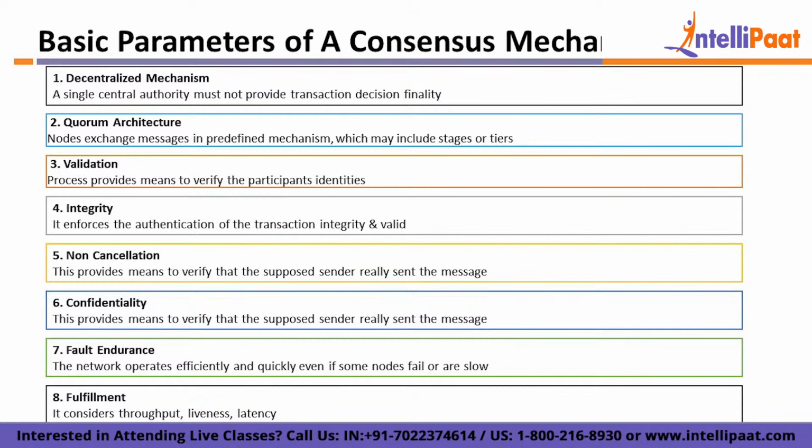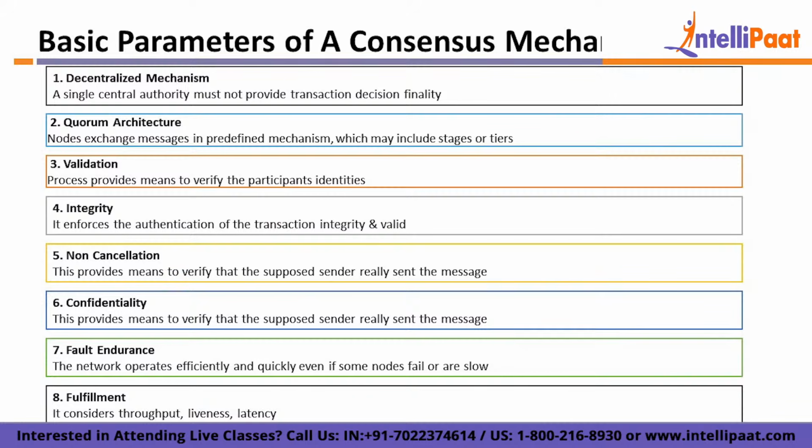The second parameter should be your quorum architecture. Nodes exchange messages in a predefined mechanism, which may include stages or tiers. So what does this mean? This means every node that is transacting in the blockchain should follow certain predefined steps, and any node deviating from this should be considered a bad node and removed from the transaction.